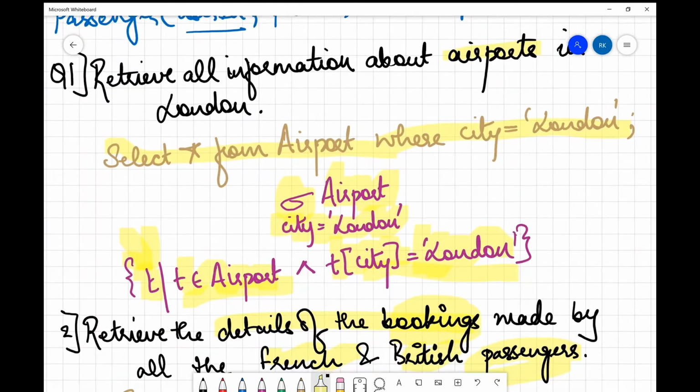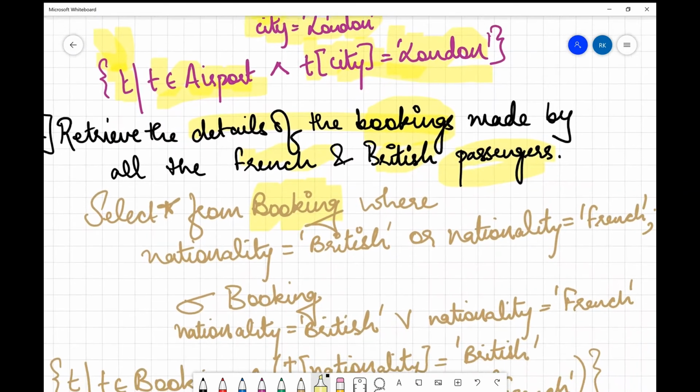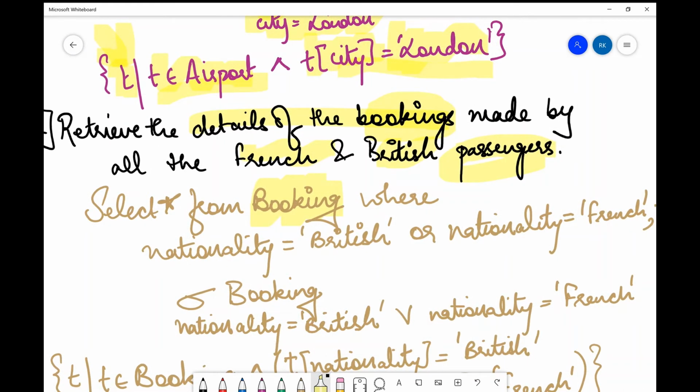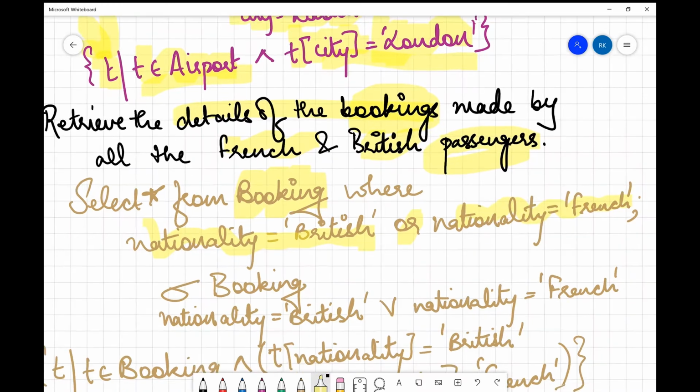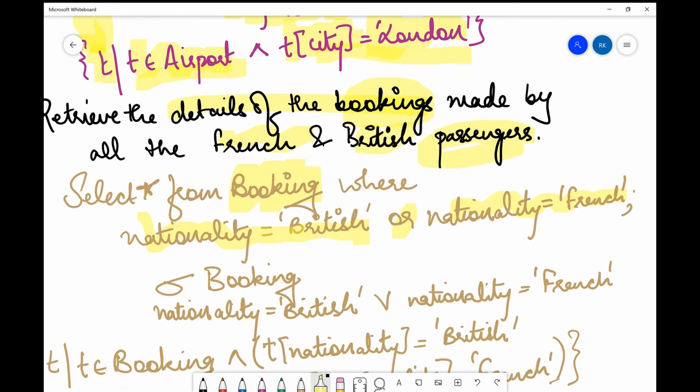So we'll say select star from booking, select all the bookings from the booking table where nationality equals to British or nationality equals to French. So you can use the OR operator over here, or clause over here to select these records.